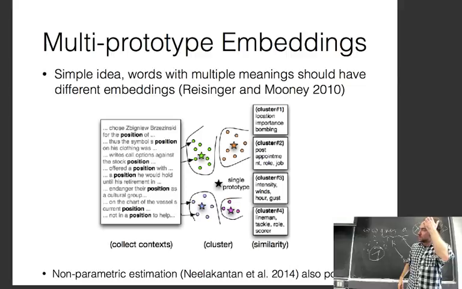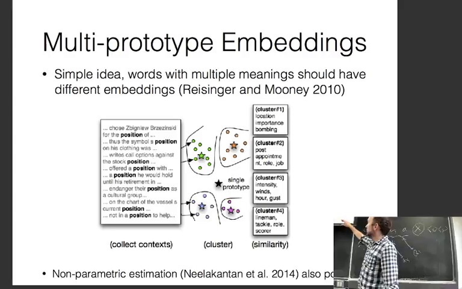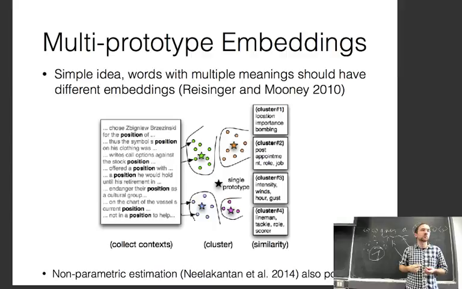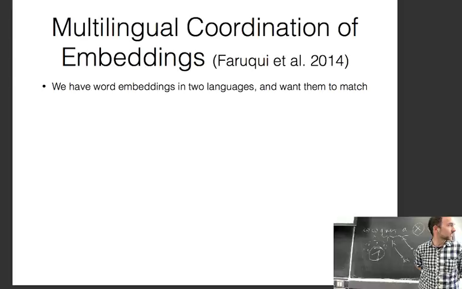There was also a paper in 2014 that does this in a non-parametric way, so you don't have to choose the number of clusters in advance. Basically, it finds out whether this word is in a context similar to the places where you've already seen it. If the answer is yes, then it will put it in that cluster. If the answer is no, then it will create a new cluster for it. So this is useful for solving the problem of having only one embedding for each word.